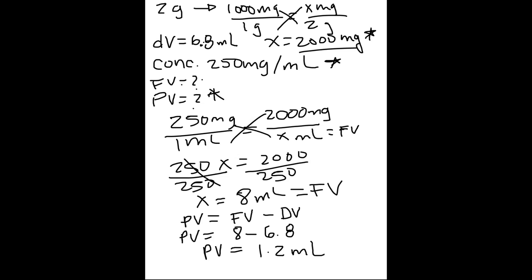milliliters. Okay, so we had to do 2 different steps here. First, we had to use our concentration and our total grams in order to find out the final volume. Okay, so we converted our grams to milligrams and we used our concentration. And then the final step was to find our powdered volume. Okay, so there's two things we have to do here.